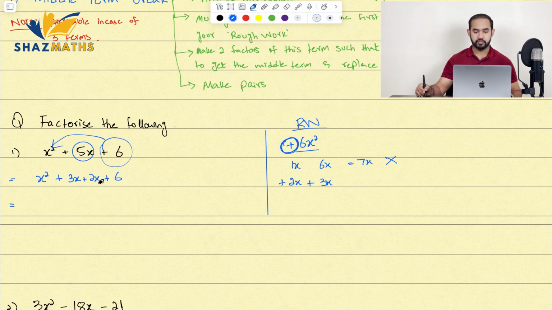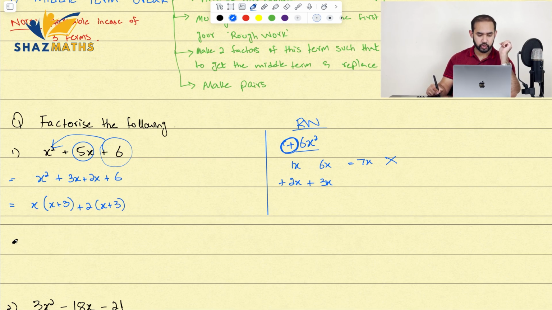And the last step was you will make the pairs. Now how would I make the pairs? Basically I have to take a common term out of the first two terms, and then I have to take a common term out of the next two terms. This is how I will make the pairs. Okay, let's have a look. In the first two terms I can see x is common, and what I will be left with inside the bracket is x plus 3, and then in the next two terms plus 2 is common, and I will be left with x plus 3 again.